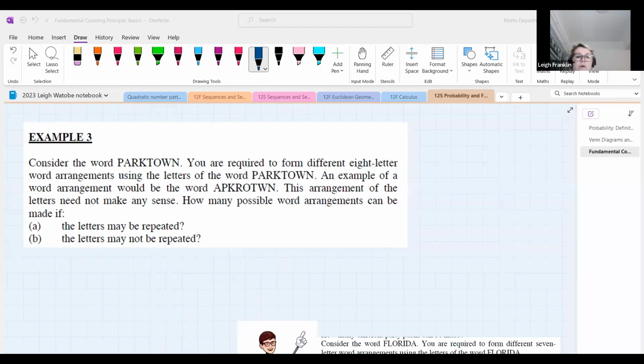Okay, so some people are saying something slightly different. Some of you are saying 8 to the power of 8, and some of you are saying 8 factorial. So first of all, what does 8 factorial mean? What does 8 factorial mean?